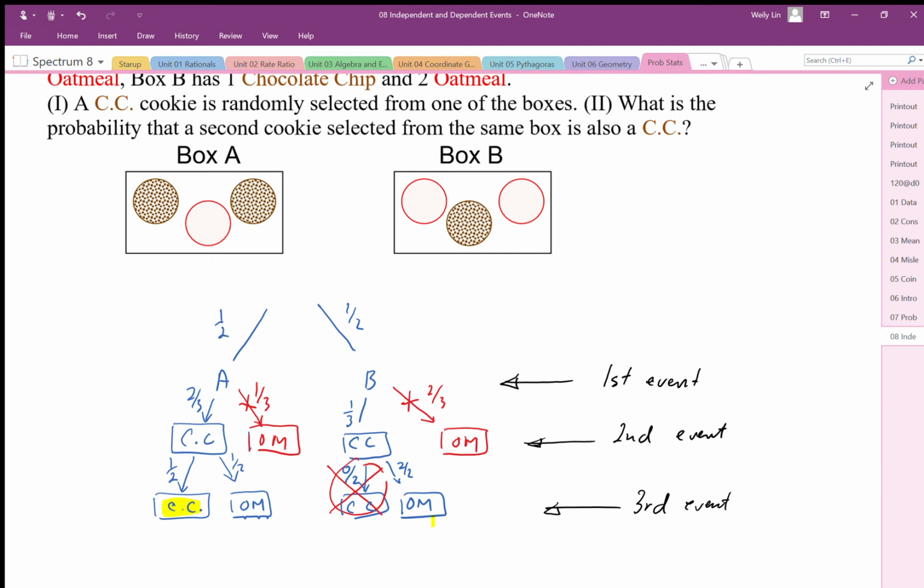So how do we then work out the probability here? Well, since these are consecutive events, I can actually see what the chances are of getting this.